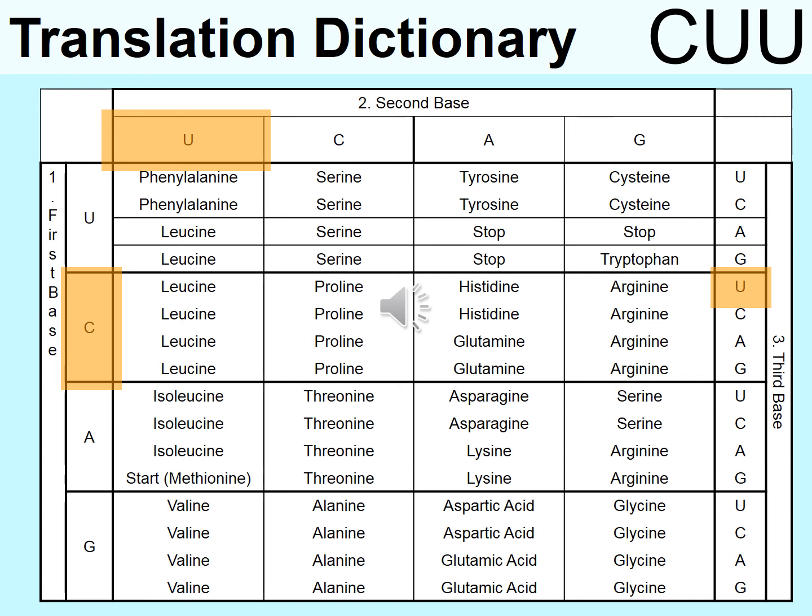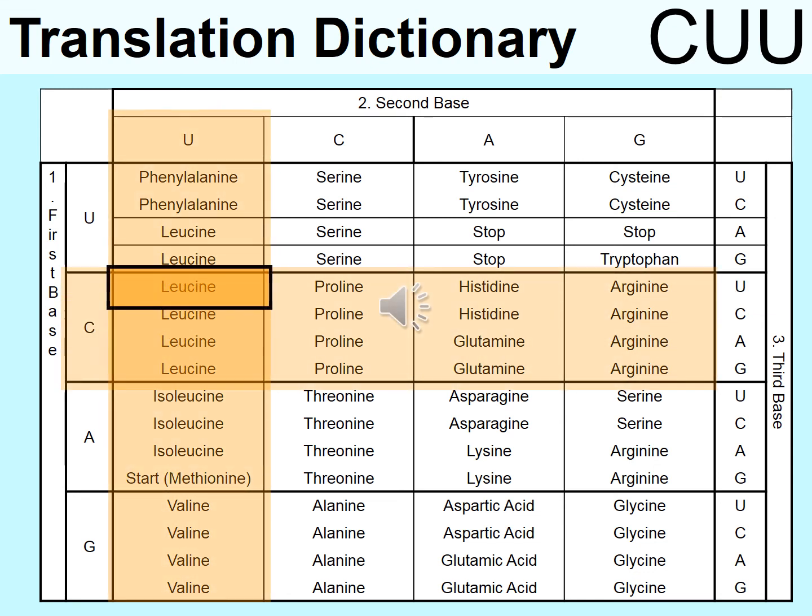It's in pink. So the U, okay? And then the third one is another U. So you look along the side, and you have to look at the first base, because it tells you where to go. It's the second row, really. So you find U, because that's the last base. The third base is U, and you figure out where they come together.